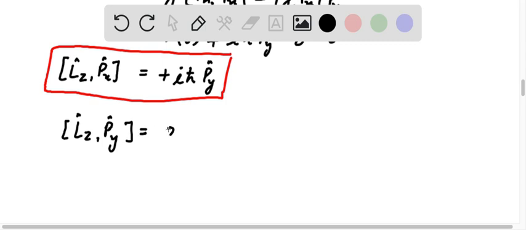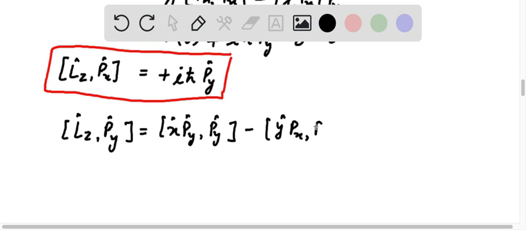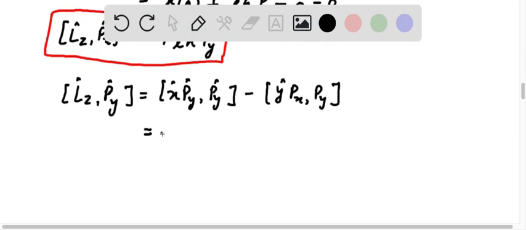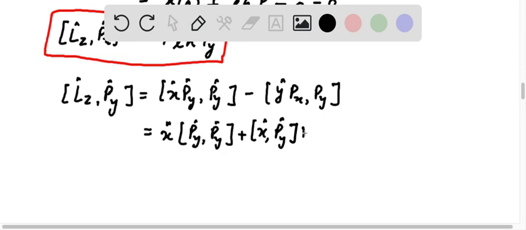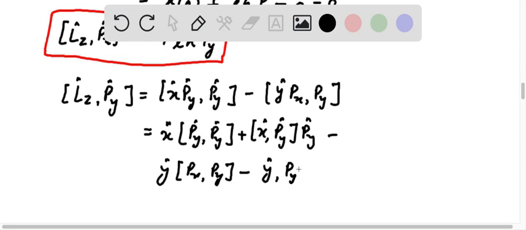And this will be the same: xpy with py minus y px py, and again we have to apply those properties, that is x py py plus x py and py minus y px py minus y py and px.